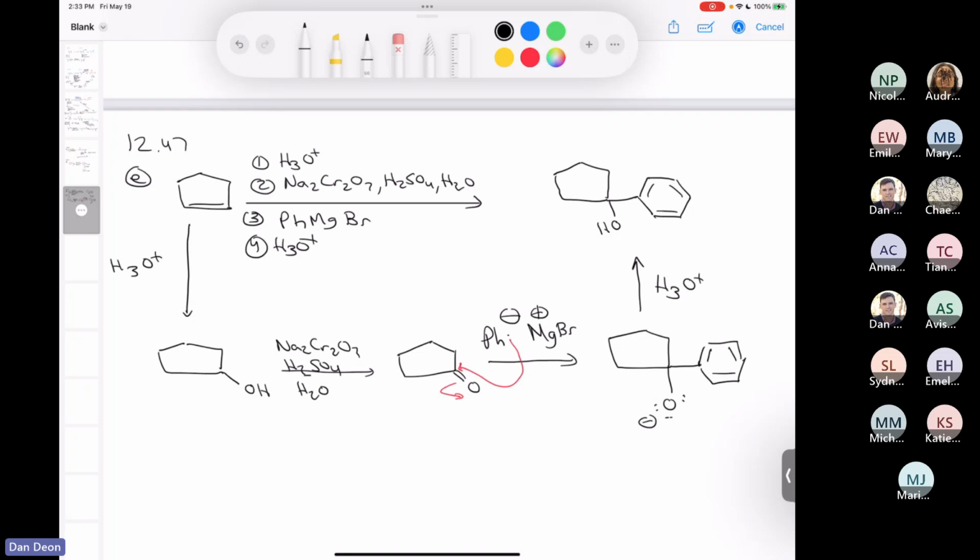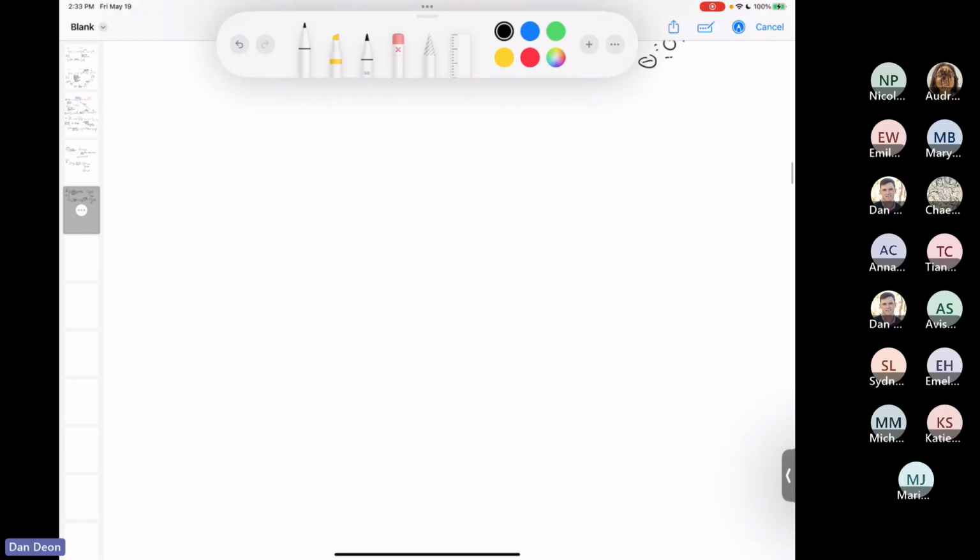And then the last two questions that I wanted to take a look at also involved mechanism. So I wanted to look at question 12.51. This one is just asking for a mechanism. Of course, this is from the Klein 4th edition, our electronic textbook. It says, draw a mechanism and predict the product of the following reaction.